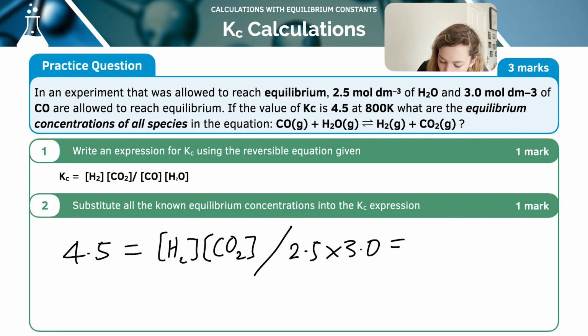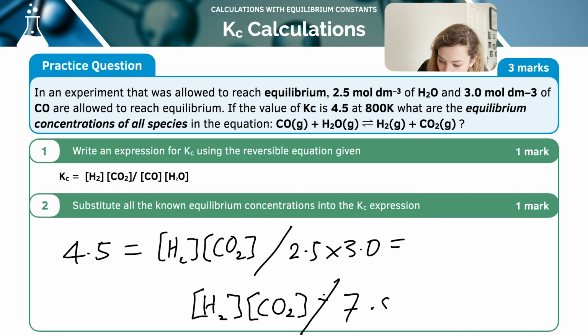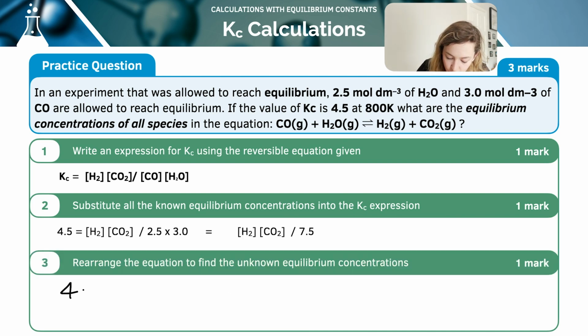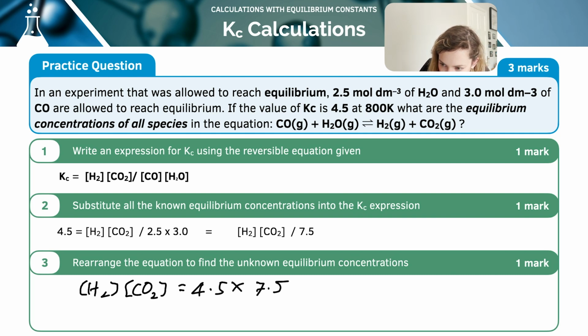So we can say that the concentration of H2 times the concentration of CO2 is equal to that divided by 7.5. Finally, we're going to rearrange the equation. So we know that the concentration of H2 times the concentration of CO2 is equal to 4.5 times 7.5.